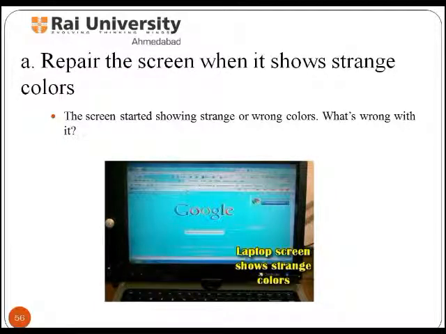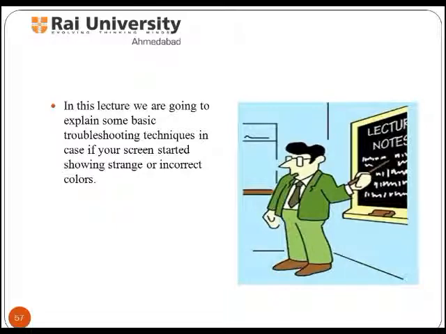Now connect the laptop to an external monitor using a VGA cable, DVI cable, HDMI cable or S-video cable, depending upon the type of connector you have. You can see the difference between two laptop screens, out of which one laptop is faulty, showing strange color.